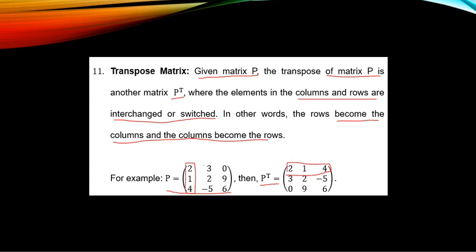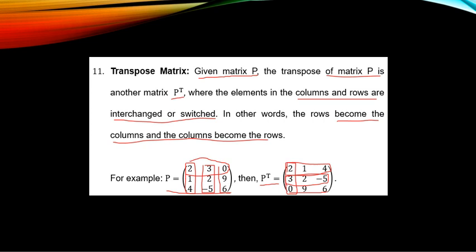Then the second column, 2, 3, minus 5, and you make it the second row, 3, 2, minus 5. You take the third column, 0, 9, 6, and make it the third row. What you have is the transpose. Now, you can also do it row-wise. For example, you take the first row, 3, 2, 3, 0, and make it the first column here, 2, 3, 0. See that? That's for all.